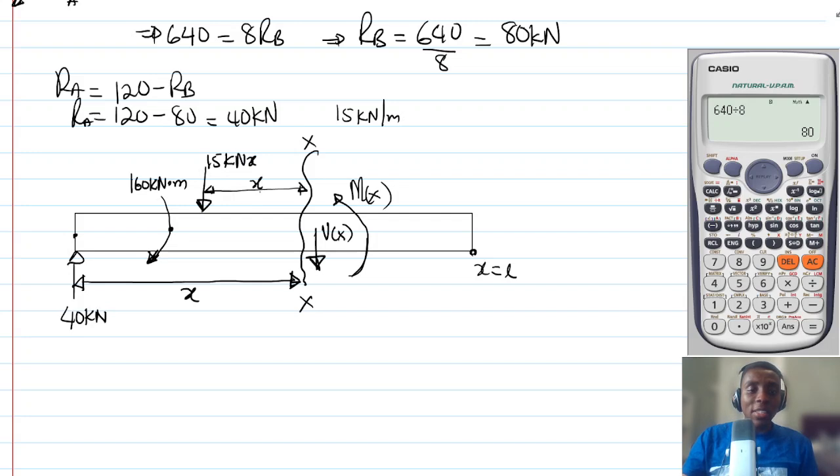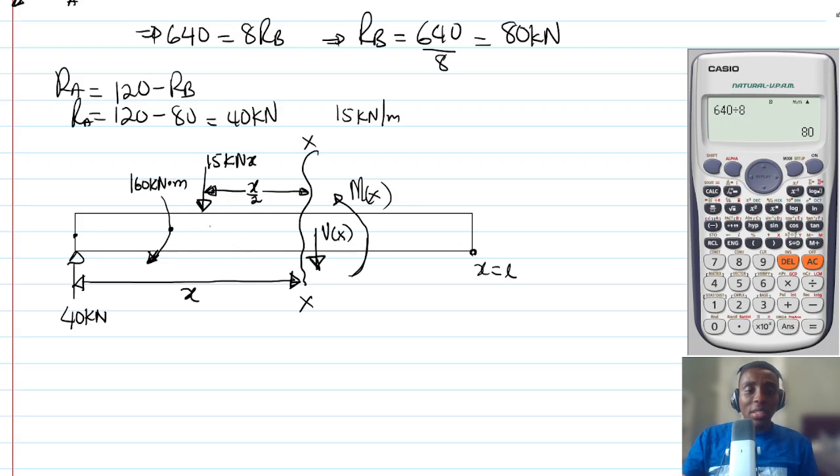So in other words, it's going to be x over 2, right? I hope I have not confused you yet. All we are trying to say is that a uniform distributed load will always act at the center, and then it will take the magnitude of what? The span, which is the length, in this case x, multiplied by the load, which is what? 15. That is the uniform distributed load, right?